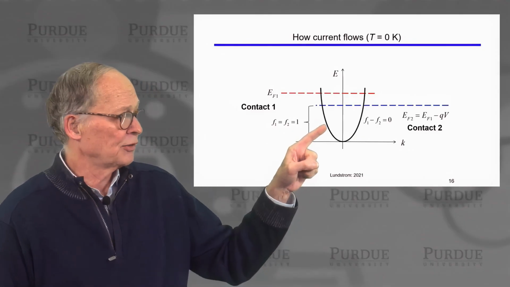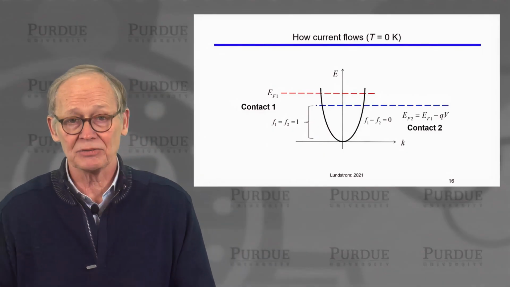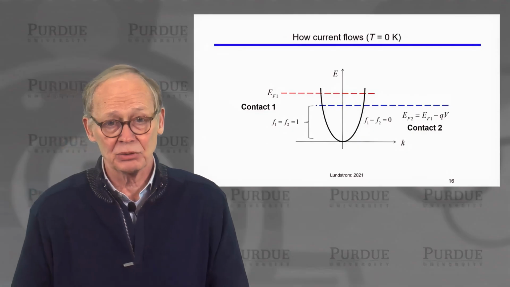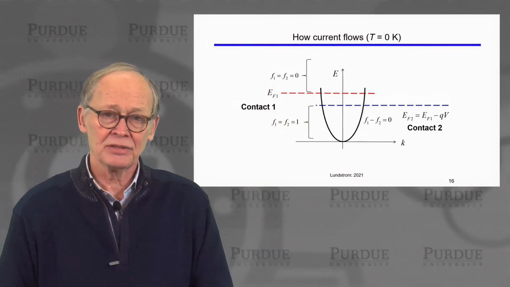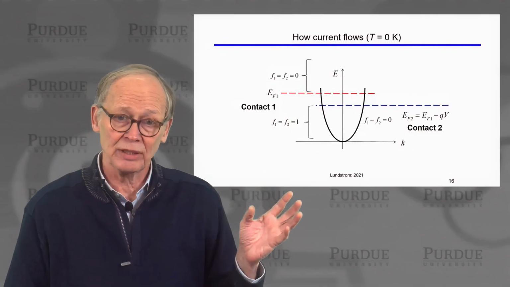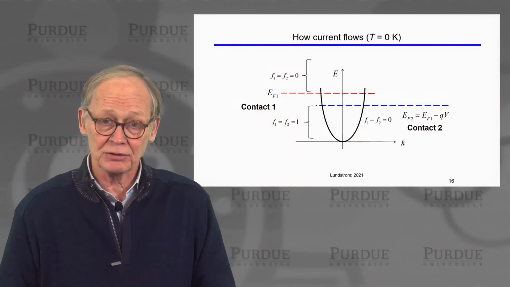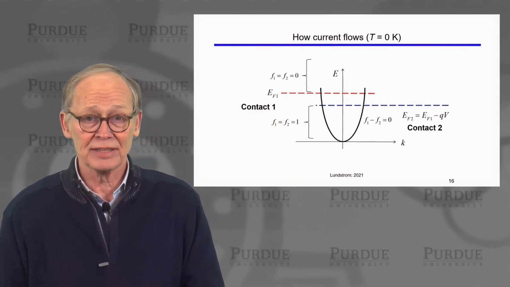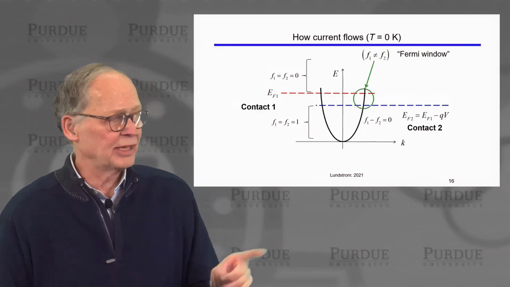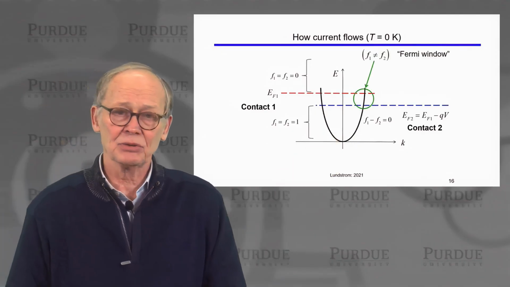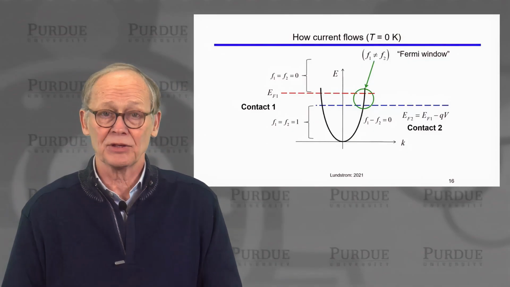So below the lowest Fermi level, F1 is equal to F2 is equal to 1. So F1 minus F2 is 0. Those states give us no contribution to the current. Above the highest Fermi level, the states are empty for both EF1 and EF2. So F1 is equal to F2 is equal to 0. F1 minus F2 is 0, and there's no contribution to the current from those states. The only states for which F1 does not equal F2 lie between the 2 Fermi levels. This is what we refer to as our Fermi window.